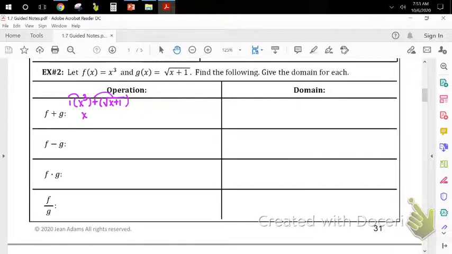So we have x cubed plus the square root of x plus 1. The only way we can add or subtract with radicals is if they have like radicals. And that x cubed doesn't have a radical at all. Therefore, this is simplified.